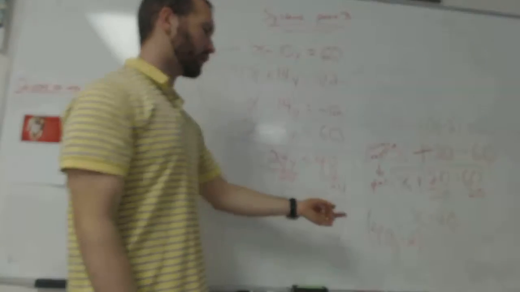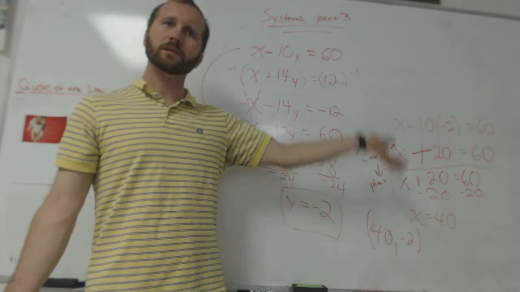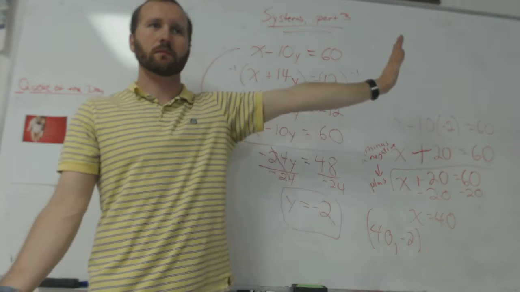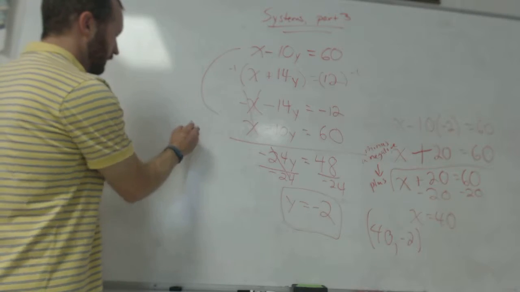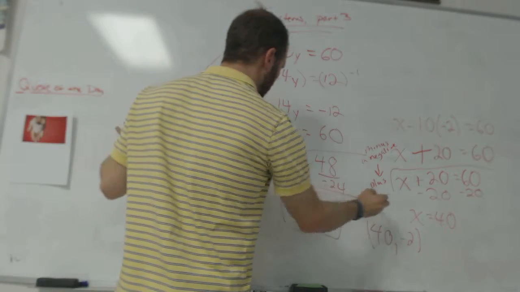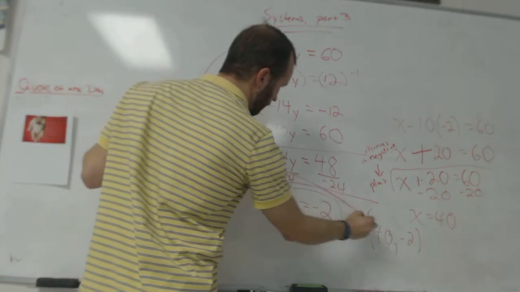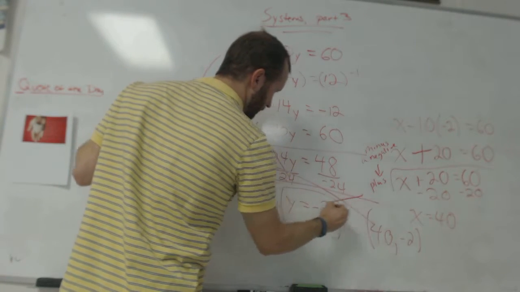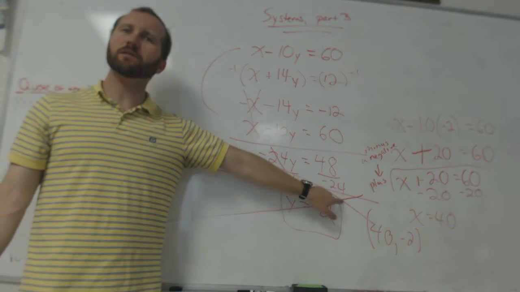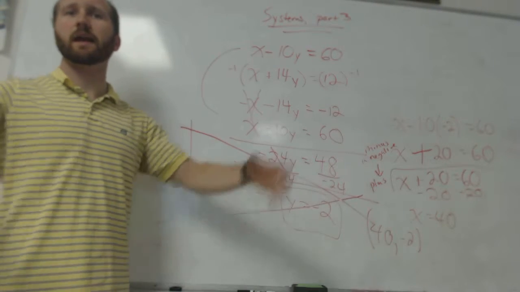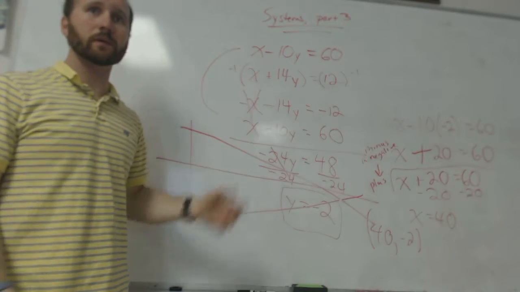Now, this is why we don't use a graph to solve these. Have we ever made a graph that went all the way out to x equals 40? Probably not, right? That would be a huge graph. These lines are going to cross way over here. That's probably not even far enough. So if I used a graph to solve these, I'd have to draw a gigantic graph. And that's why we don't use a graph. That's why we use the elimination method.